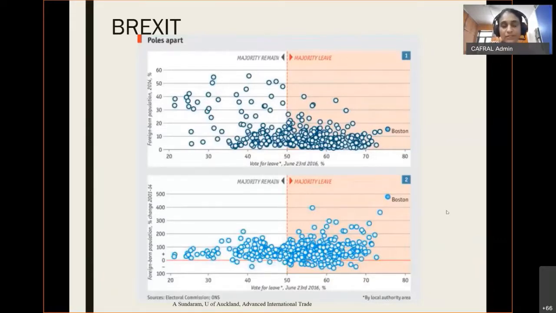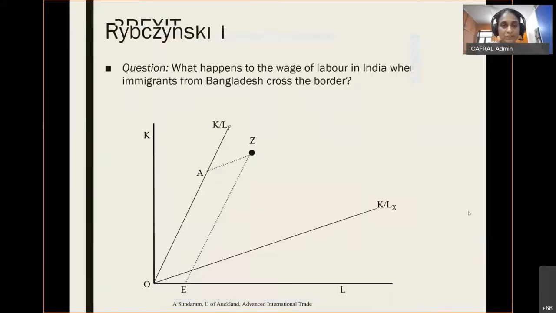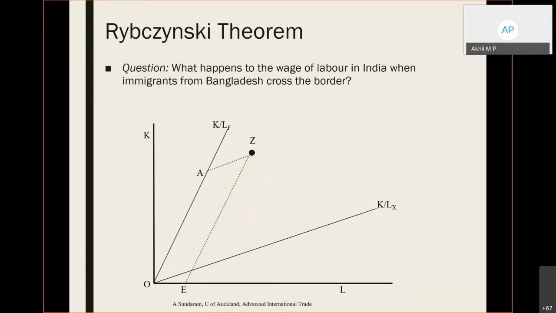So let's talk about what the Heckscher-Ohlin model has to say. And here you will see the power of the theory, because what you're going to get is quite a counterintuitive result. What does the Heckscher-Ohlin model tell us will happen to wages in India when immigrants from Bangladesh cross the border? We're interested in asking the question, if India experiences an influx of immigrants, which means your labor endowment is going to go up, how is that going to affect the wage, and how is that going to affect, say, the return to capital?